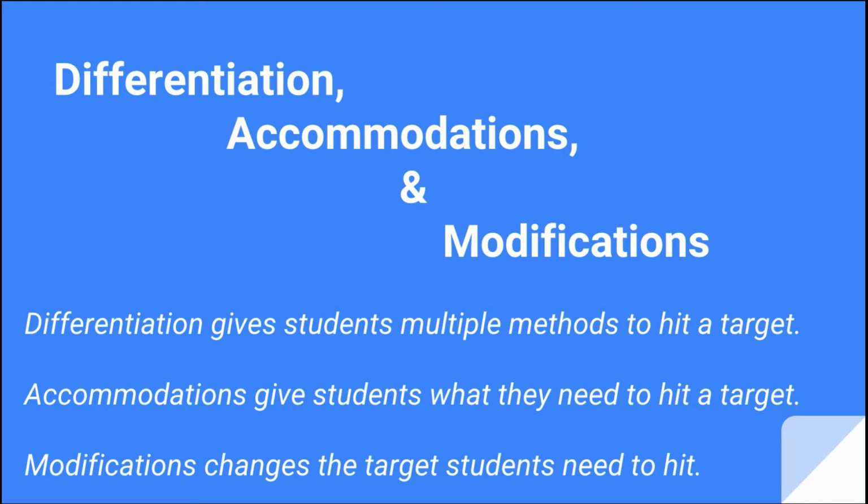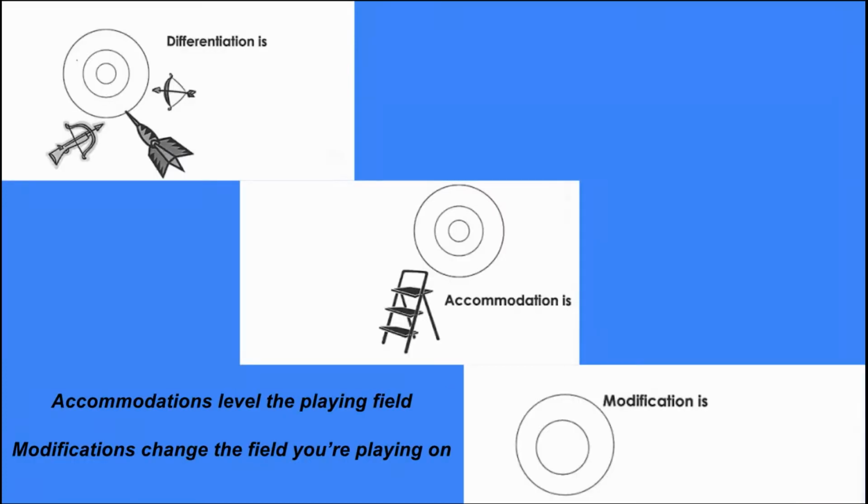We'll support this with a visual in a moment, but a helpful way to think of these is that differentiation gives multiple methods through which to hit a target. Accommodations give students what they need to hit a target, and modifications change the target that students need to hit. This image offers a way to envision the difference between differentiation, accommodations, and modifications.